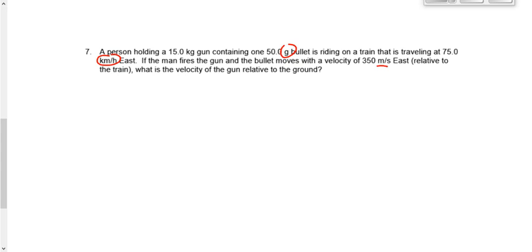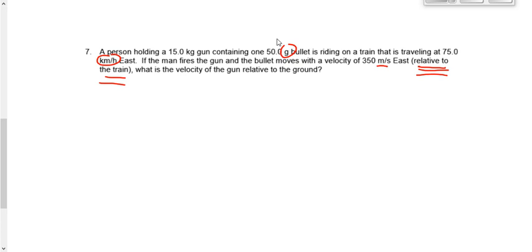The train is traveling relative to the ground, but the bullet is traveling relative to the train. So I want to draw attention to that as well, because you get two different frames of reference here. The velocity of the train relative to the ground, and then the velocity of the bullet relative to the train. The velocity of the bullet relative to the ground is going to be different than it is relative to the train, right?